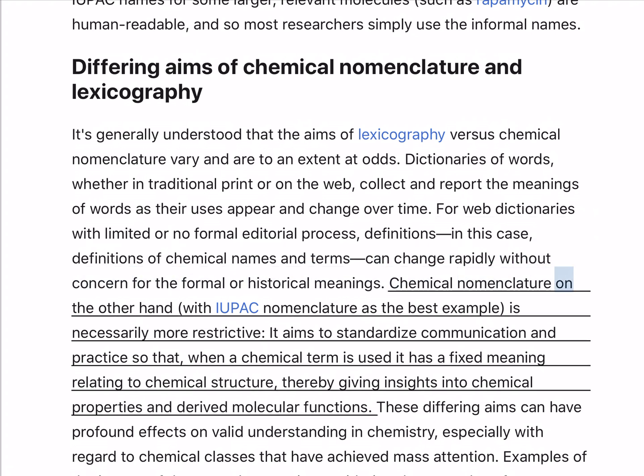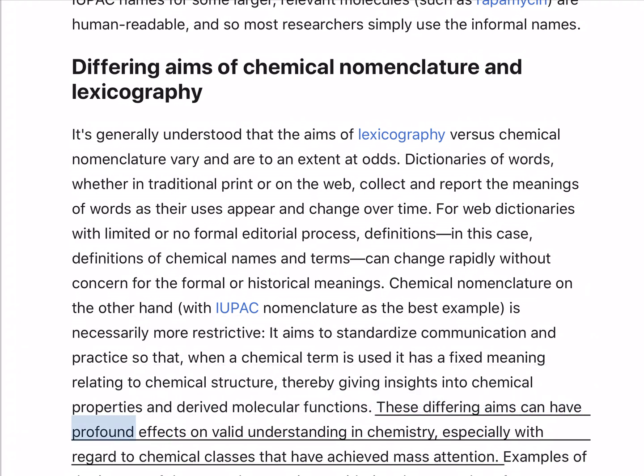Chemical nomenclature, on the other hand, with IUPAC nomenclature as the best example, is necessarily more restrictive. It aims to standardize communication and practice so that, when a chemical term is used, it has a fixed meaning relating to chemical structure, thereby giving insights into chemical properties and derived molecular functions.